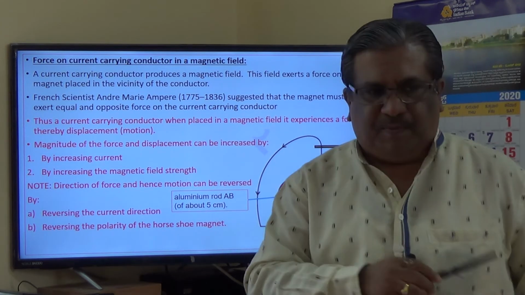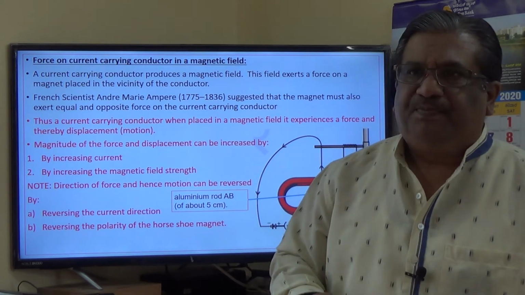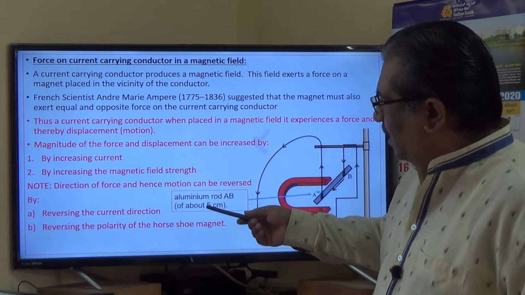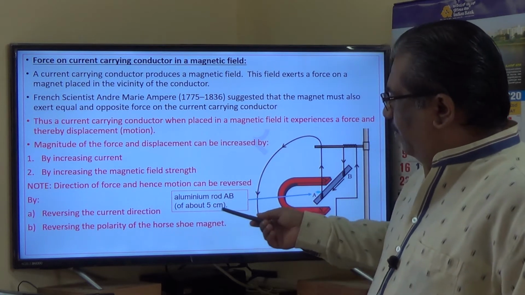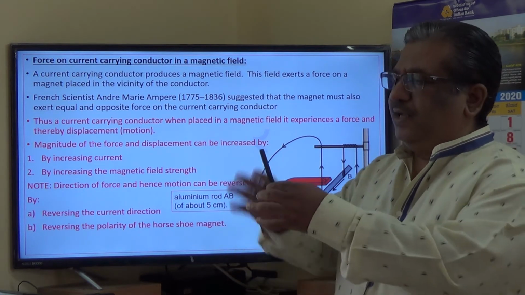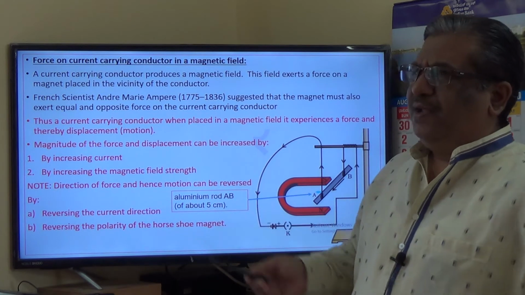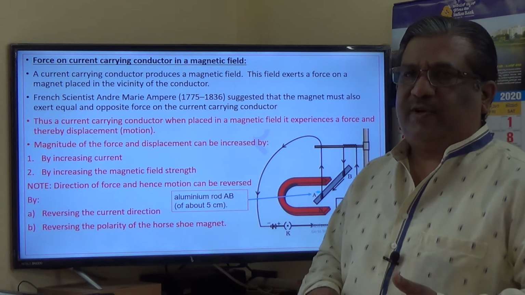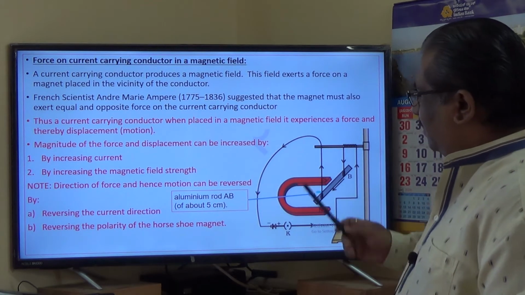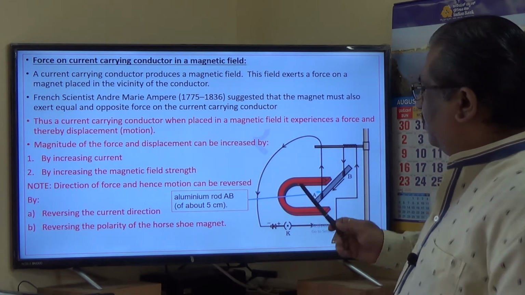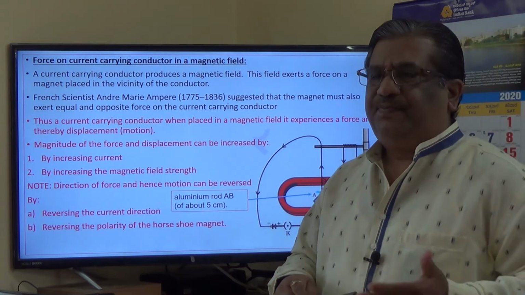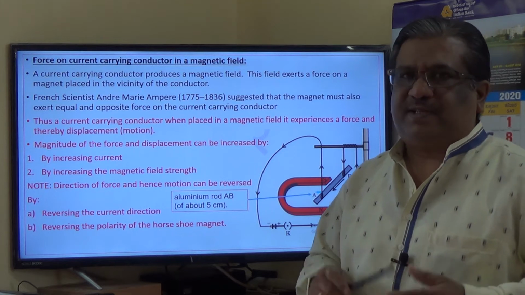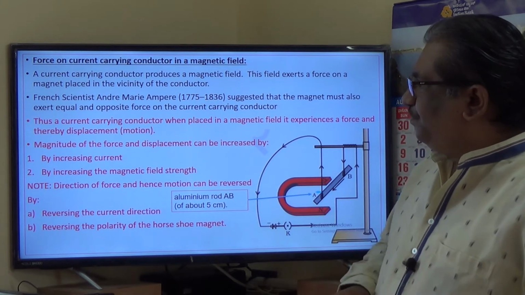This I'll explain on the board, and then we'll get back to the PPT. Here in the textbook it is given: aluminum rod AB of about 5 cm in length. You can take copper rod and all, but definitely not steel rod or magnetic materials. You cannot take it because it will get attracted. So the conductors are electrically good conductors, but not magnetic substances.